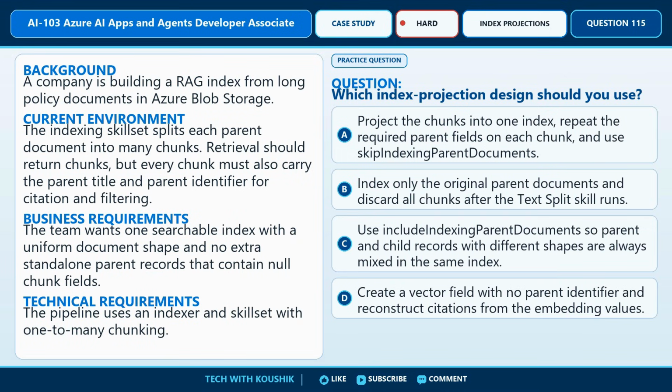Available choices. Choice A, project the chunks into one index. Repeat the required parent fields on each chunk and use skip indexing parent documents. Choice B, index only the original parent documents and discard all chunks after the text split skill runs. Choice C, use include indexing parent documents so parent and child records with different shapes are always mixed in the same index. Choice D, create a vector field with no parent identifier and reconstruct citations from the embedding values.